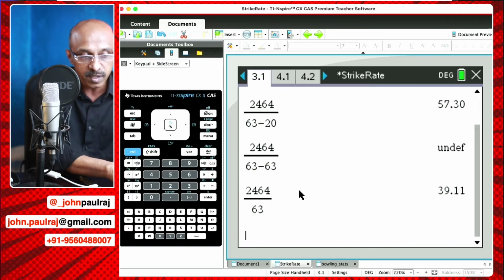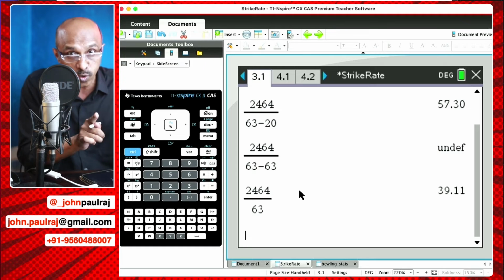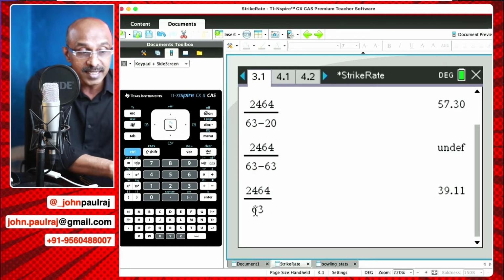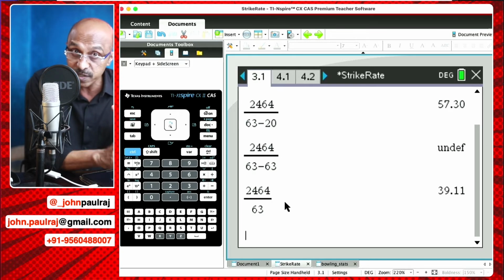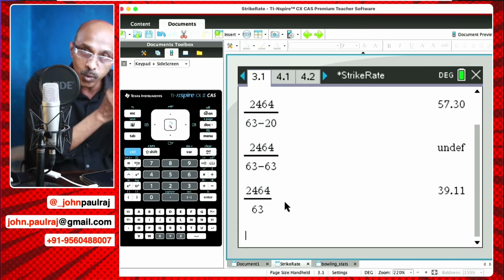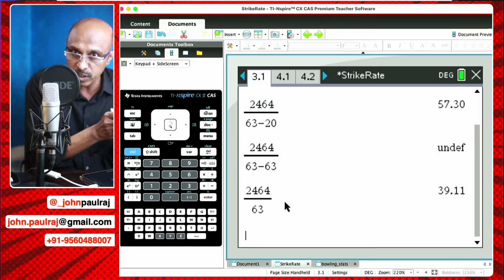Because 2464 refers to the total number of runs scored by Mohammad Rizwan in the 63 innings. And I call this a redefined definition of the average. But the mathematical definition of average, as we have seen earlier, is the total of the data values. We talked about the three different heights, adding the three different heights, dividing by 3. Why? Because of the 3 different data points.